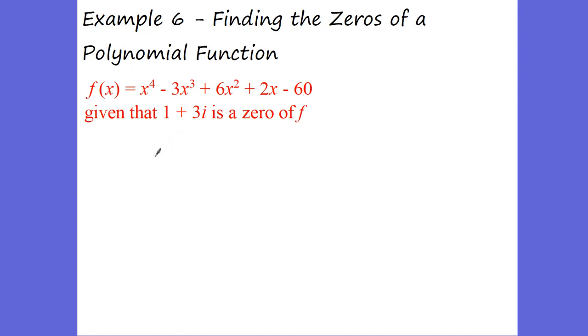And one last example, this is example 6, finding the zeros of a polynomial function. We have this function, we know one of our zeros here.